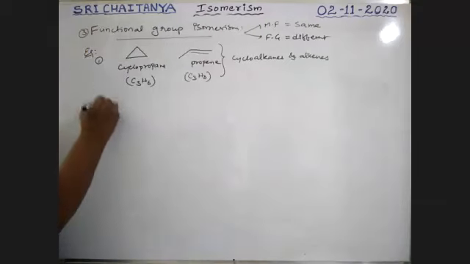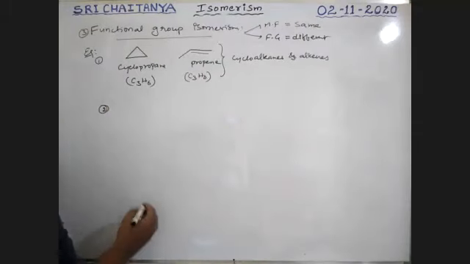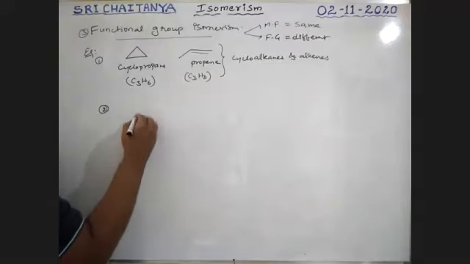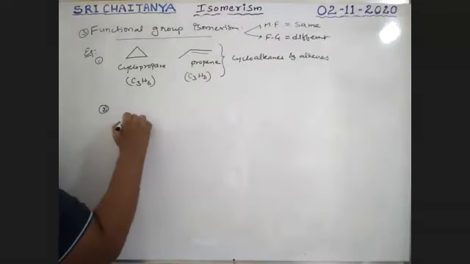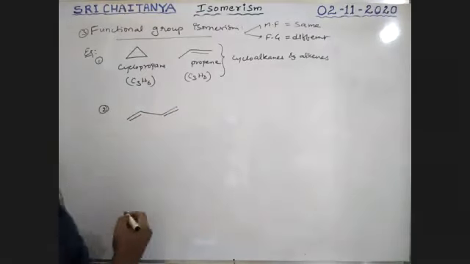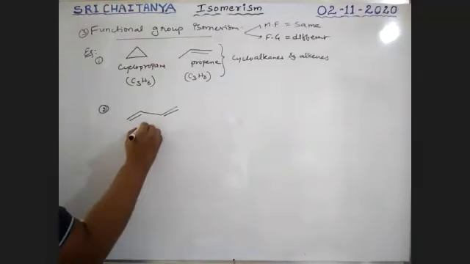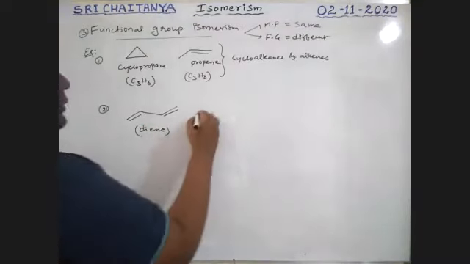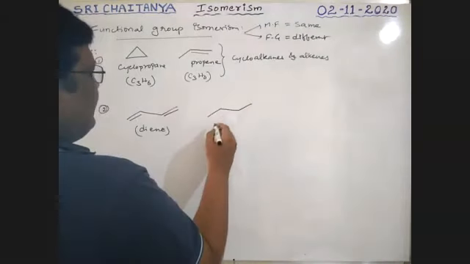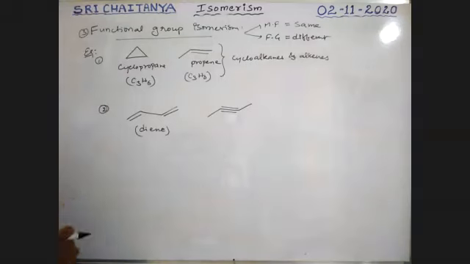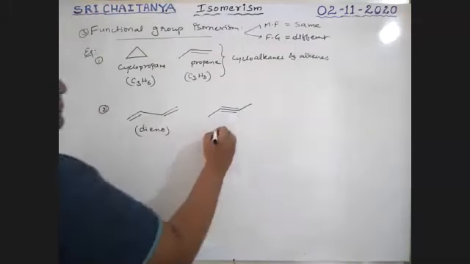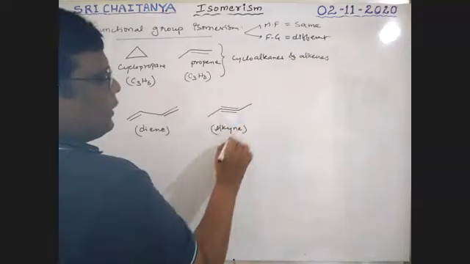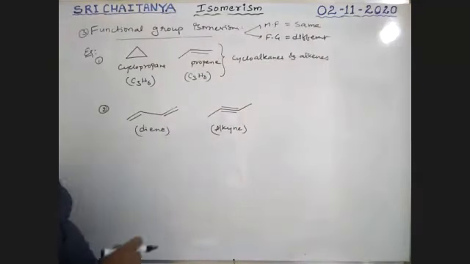Second example. See here, 1,3-butadiene. That is a diene. Next, see here, butyne, an alkyne. So diene and alkyne are functional group isomers. Both have the same formula. Diene and alkyne are functional group isomers.